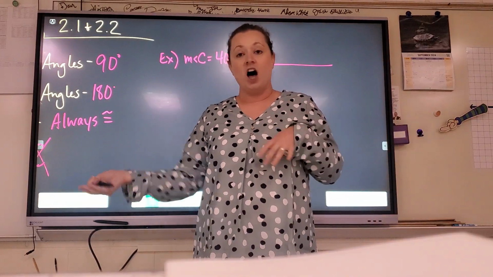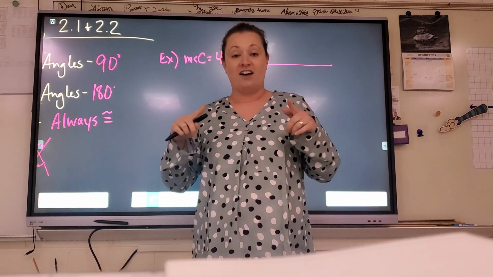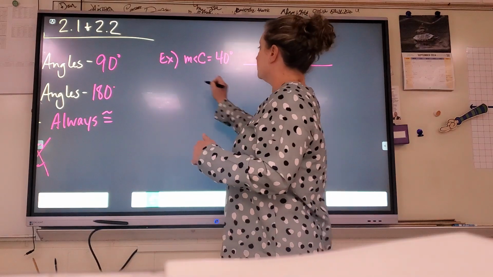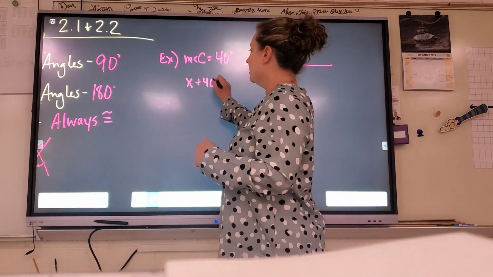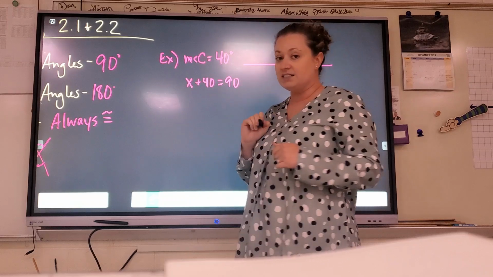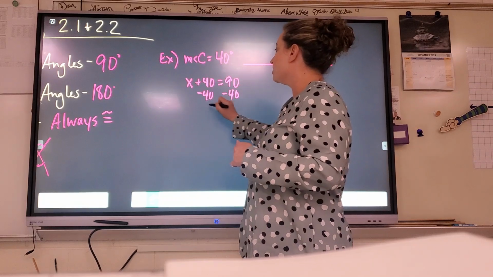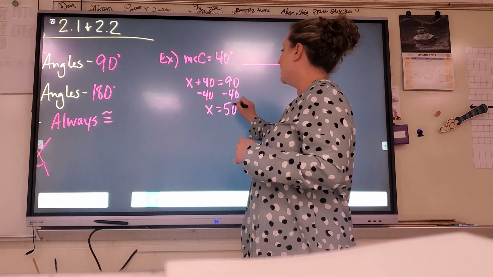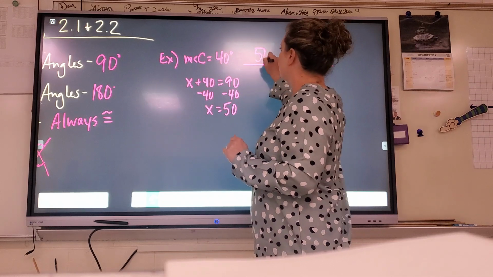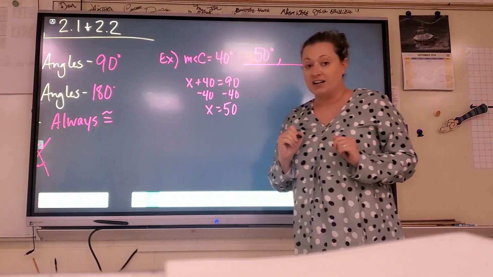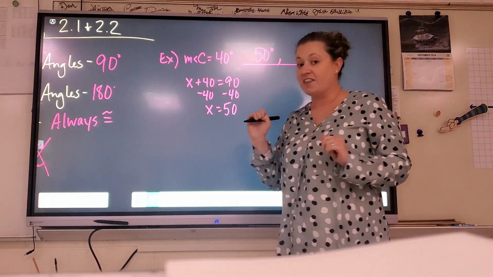So if it's the complement, those two angles have to add up to 90 degrees. So something plus 40 has to be 90 degrees. Subtract from both sides, either in your head or with your calculator. And the complement is 50 degrees. So that's all you have to put right there.